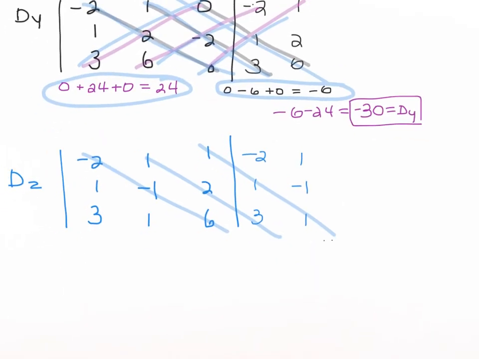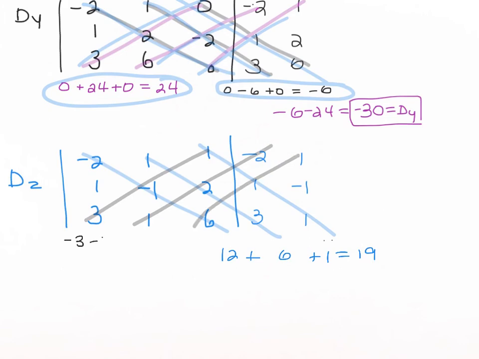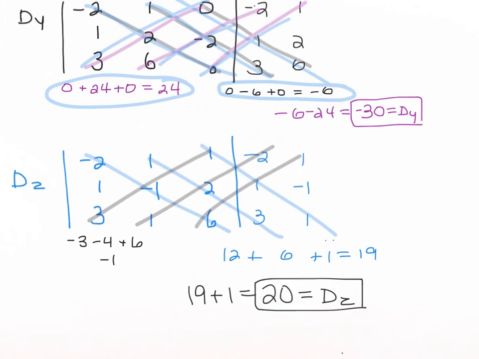So here I would get -2 times -1, which is 2, times 6, which is 12. 1 times 2 times 3 is 6. And then 1, that's 19. And then go back the other way. This would be -3 minus 4 plus 6, -7 plus 6, which is -1. And then 19 minus a -1, which becomes +1. And d sub z is 20.